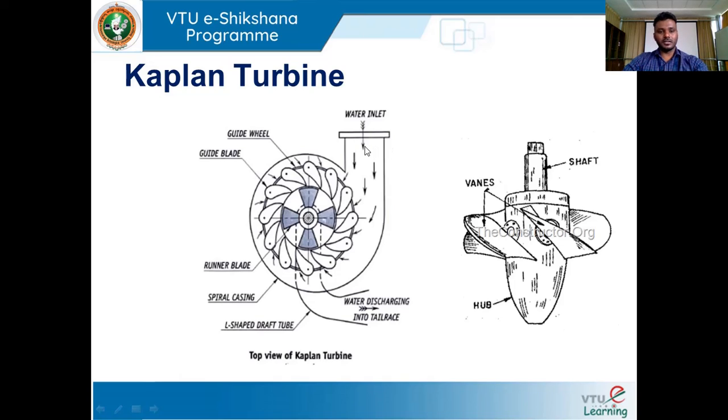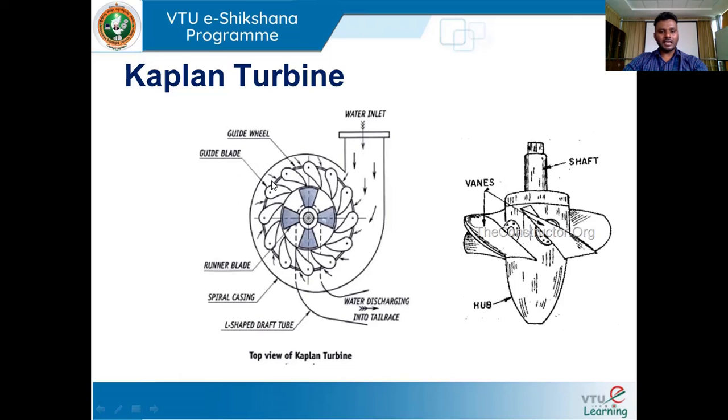So as we discussed in the case of Francis turbine, even in Kaplan turbine the spiral casing has a decreased cross-sectional area. As a result of this, water entering from a penstock into this spiral casing will be distributed uniformly along this runner blade at a uniform velocity.